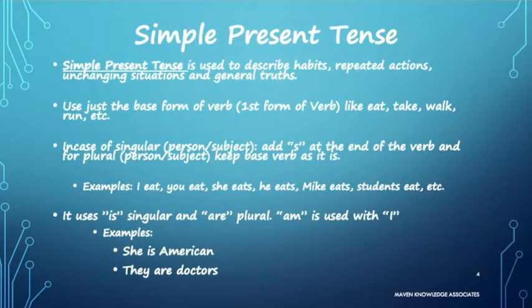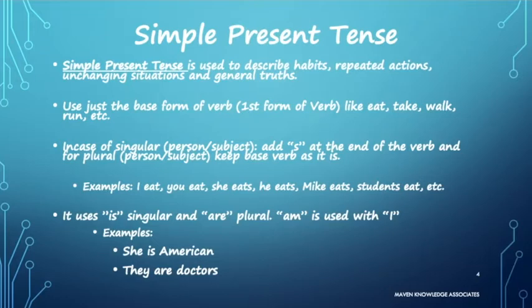Simple present tense is used to describe habits, repeated actions, unchanging situations, and general truths. We use just the base form of verb, that is the first form of verb, like eat, take, walk, run, etc. in simple present tense. I have made a separate video on verb, so kindly refer to that video to understand verb in detail.